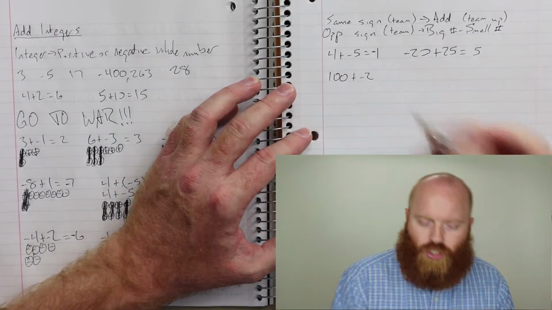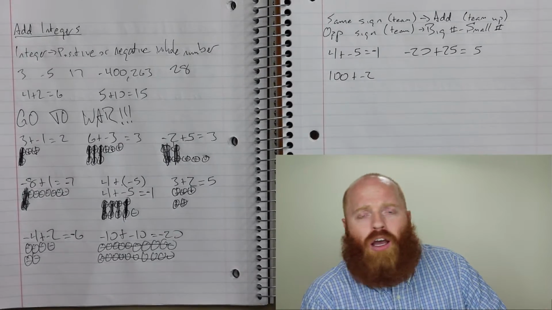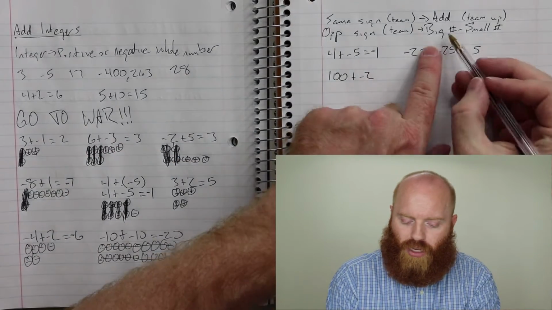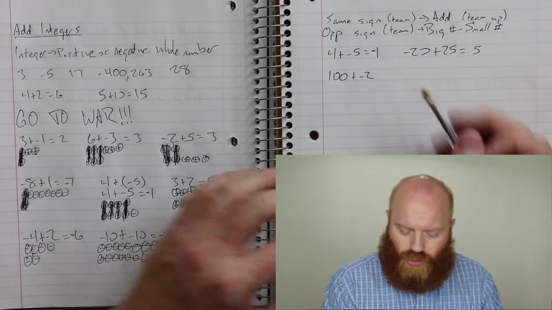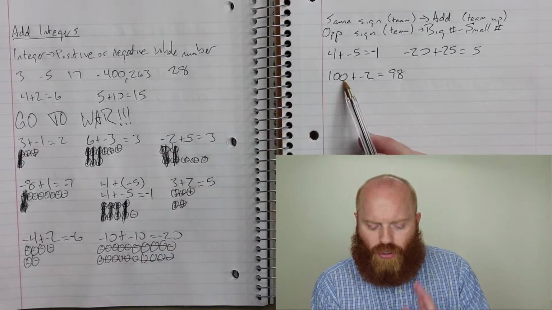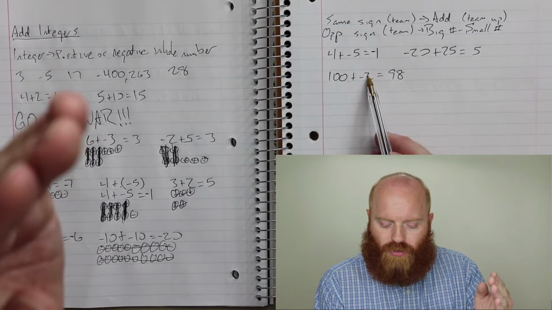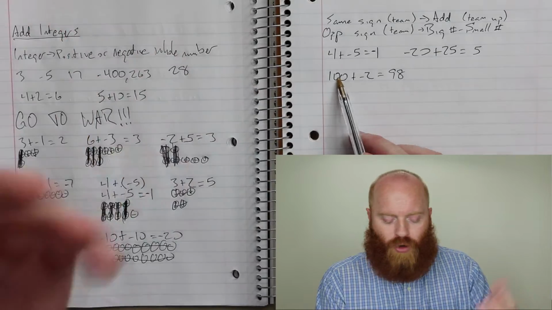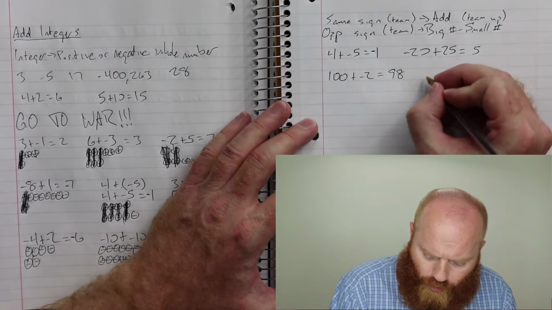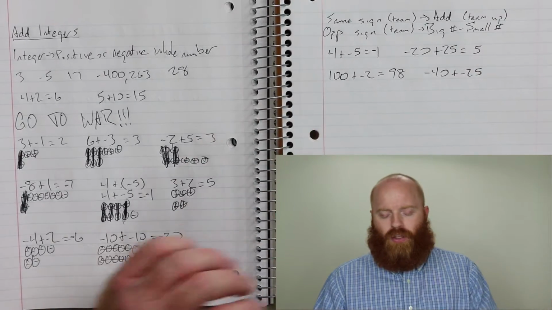100 plus negative 2. Is that 102 or is that 98? Take the big number minus small number. I told you big number minus small number. 100 minus 2 is 98. Because you see, 2 people are going to die. You got 100 people, but 2 of them are going to die. You take away 2 or subtract 2. Big number minus 2, and then 98, and then they got way more people, so the answer is going to be positive 98.